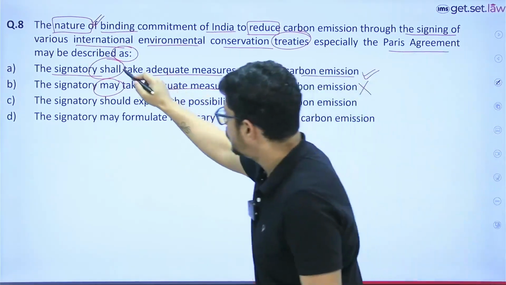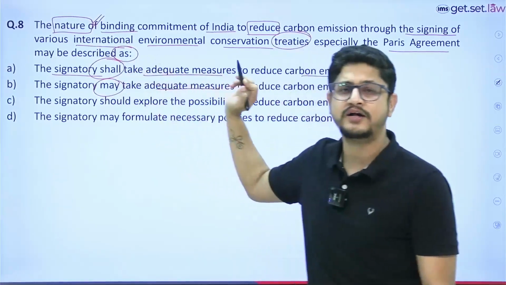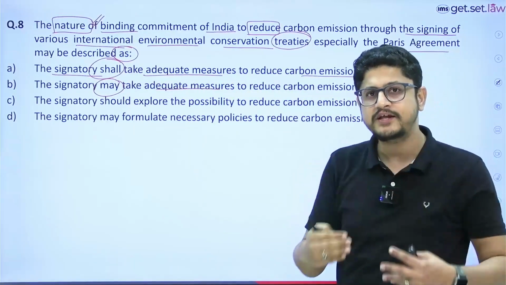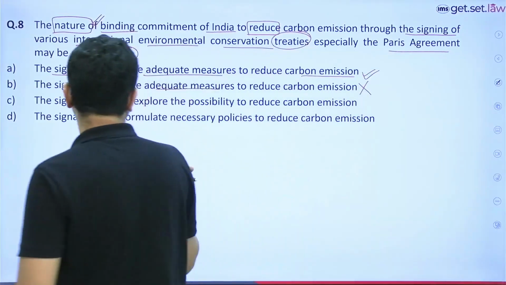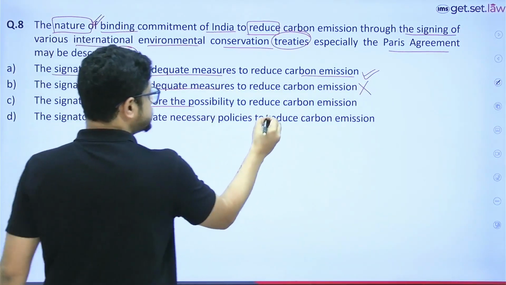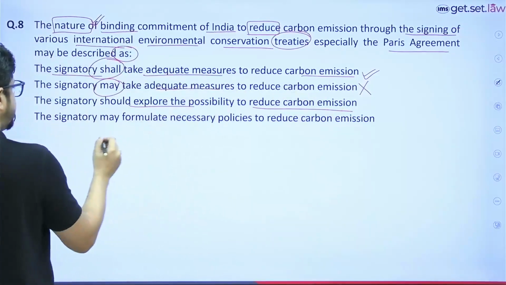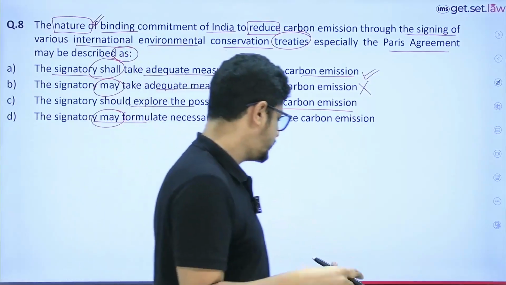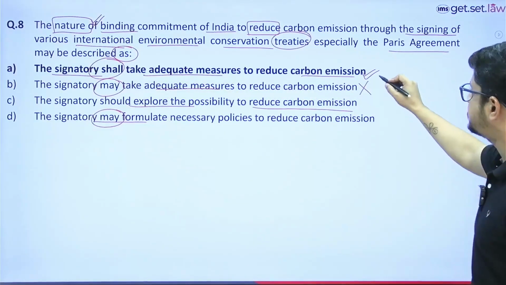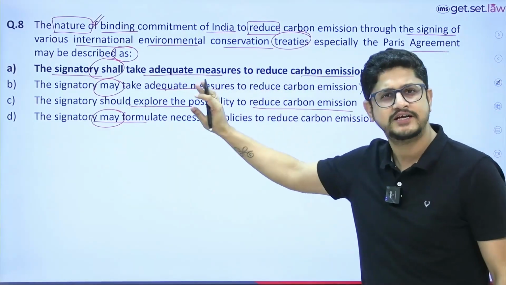So now you see only this change. This is what confusion is created. So when we read the options, we need to read them very judiciously. That is one thing. Signatory should explore the possibility? No, it's a binding commitment. The signatory may formulate necessary policies. So it is again talking about करेंगे. But this makes it an option A. So I don't think that इसमें कुछ भी doubt होगा.